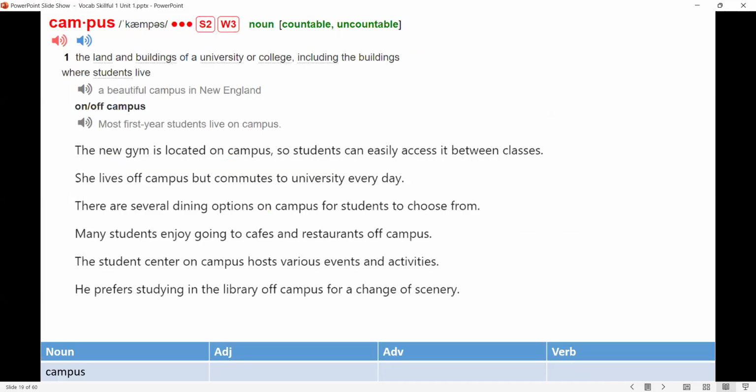Page 11. Campus. Campus refers to the land and buildings of a university or college, including the buildings where students live. You can live on campus or off campus. Example. She lives off campus but commutes to university every day. There are several dining options on campus for students to choose from.